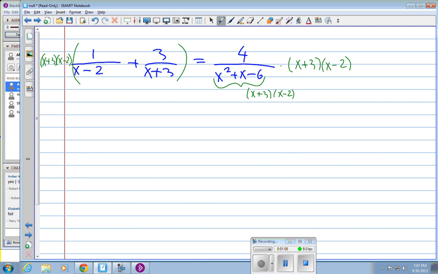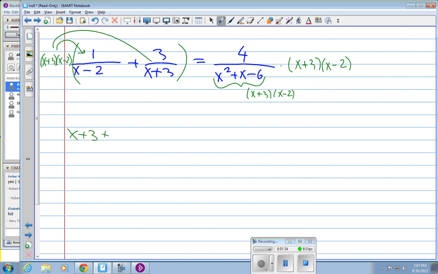Now remember, we do not want to see positive 2 and negative 3 as our answers. When I solve this problem, if my answer is positive 2, it's not going to work because it turns the denominator into 0, negative 3. But anyways, so let's distribute. When you multiply the LCD by 1 over x minus 2, what gets canceled? And you're left with x plus 3 times 1, so just x plus 3.